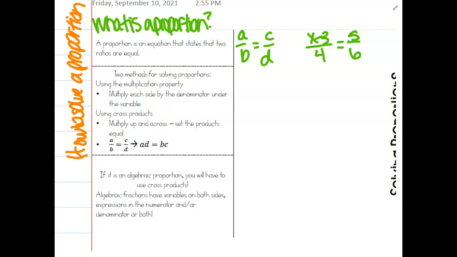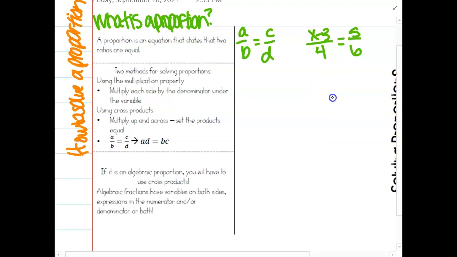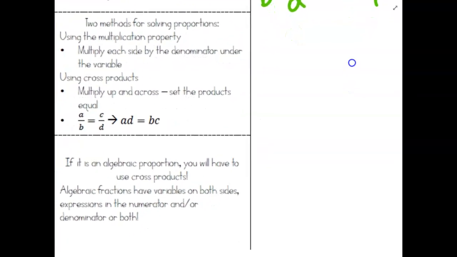All right. So there are 2 methods for solving proportions. One of them is like a 1-step thing. It's super easy, super quick, awesome, but the problem is it doesn't always work. The second one, I also think, is pretty simple and pretty easy, and it works all of the time, but it takes a little bit more steps than the other one. So those are the 2 methods for solving a proportion.